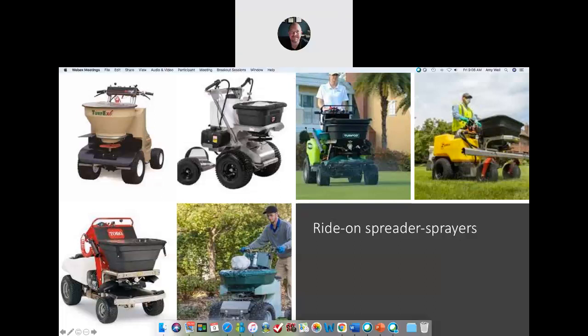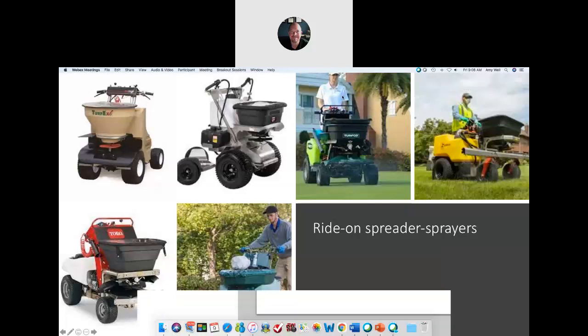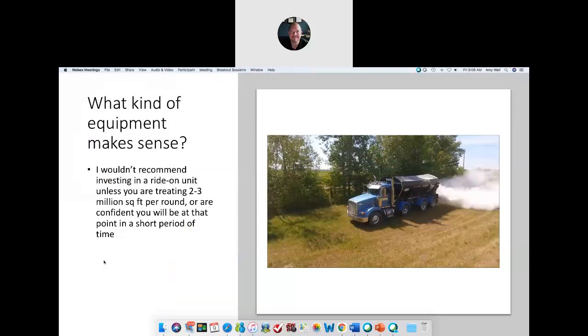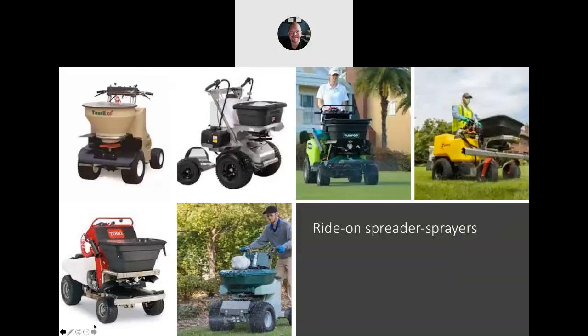So next up would be the ride-on spreader sprayers. This would be kind of a combination of the two, and we were talking about a combination of liquid and granular. These machines are really cool. They actually have the ability to do both. So it's a really handy thing.